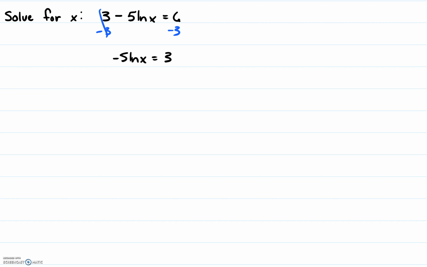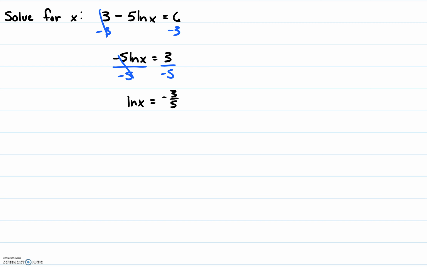And then we have a coefficient of negative 5 on our natural log of x term, and so we need to divide both sides by the negative 5 to completely get rid of that. And so what that'll give us is the natural log of x is equal to negative 3 over 5. So now we've isolated our natural log of x term, and now we can rearrange it from its logarithmic form to its equivalent exponential form, and that will free our x.